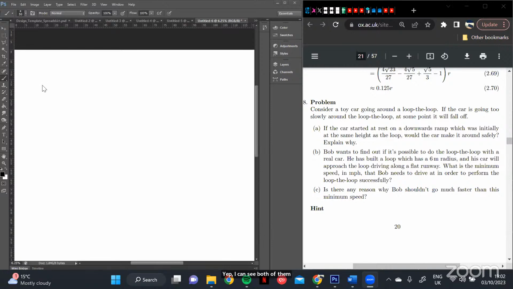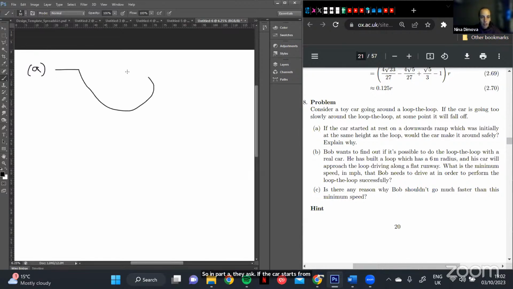Thank you. In this problem, you have a loop-de-loop and a car going around it. You can already tell this is going to concern energies because the car is going up and down in space. In part A, they ask if the car starts from a ramp which is at the same height as the loop, so this point is the same height as this point, will the car make it around safely, and explain why?